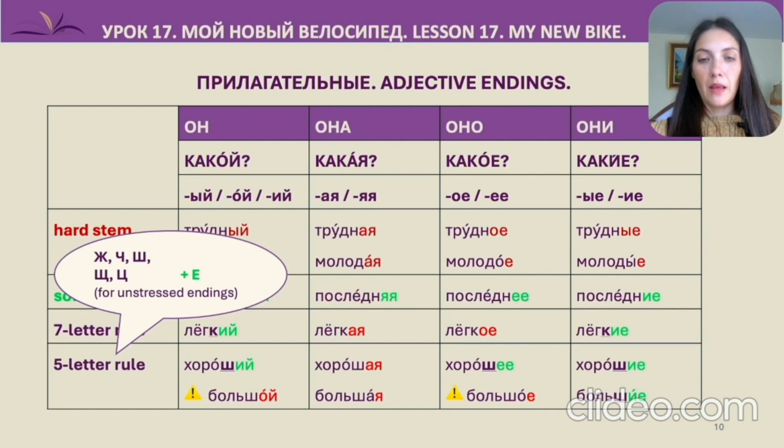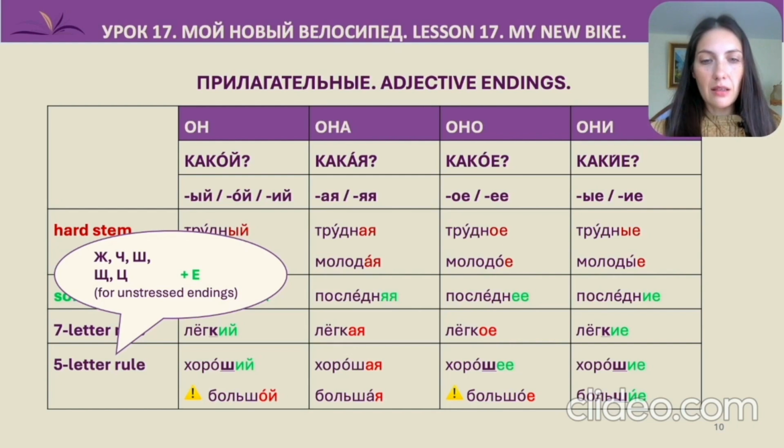Хорошие. But we said that it only works for unstressed endings. Look at the adjective большой. It also has ш here, but the ending is stressed. That's why большой, большая, but here the ending is stressed, so we don't change о to е. We say большое. And then большие, we still write и because of the 7-letter rule that doesn't care about stress. It's always и instead of ы.